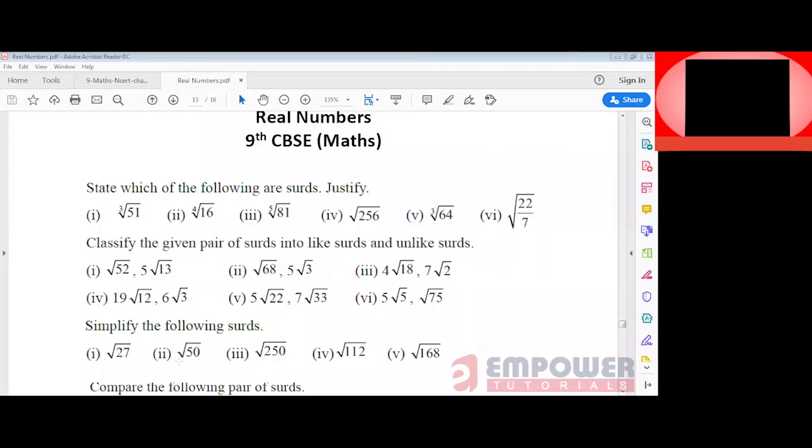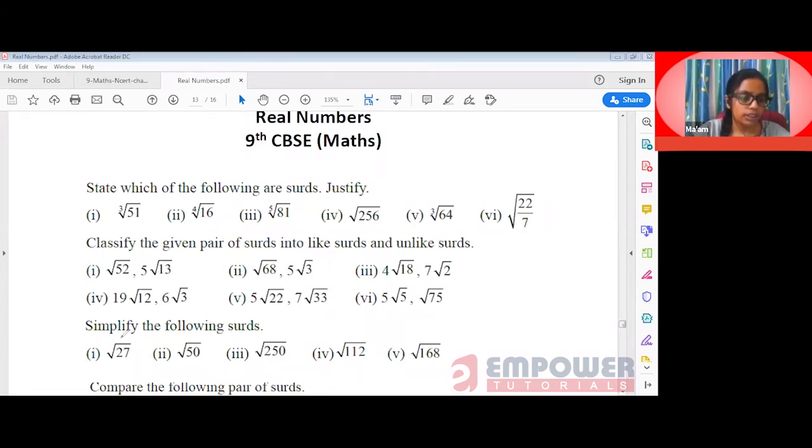So we will go for simplify the following surds. What you have to do over here is look at whether you can convert this surd into a simplified version. So for example, data.